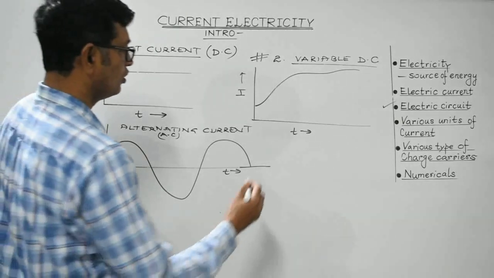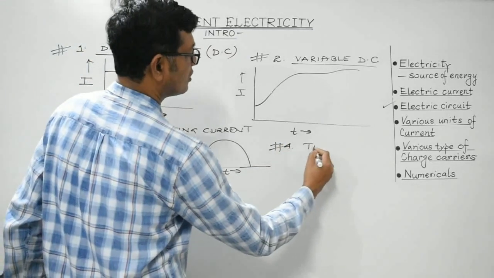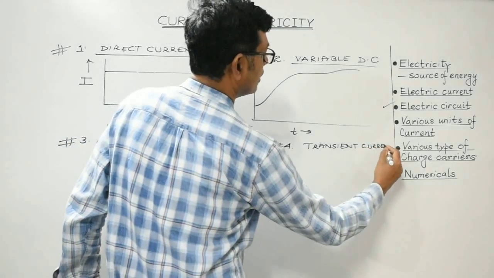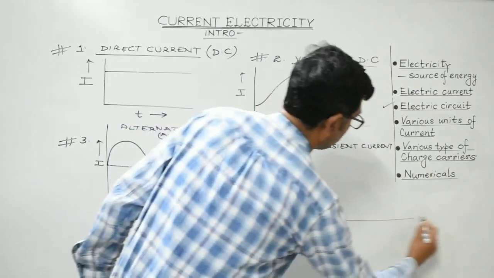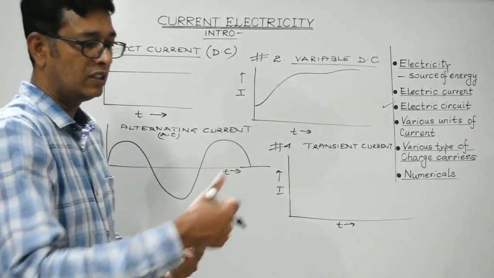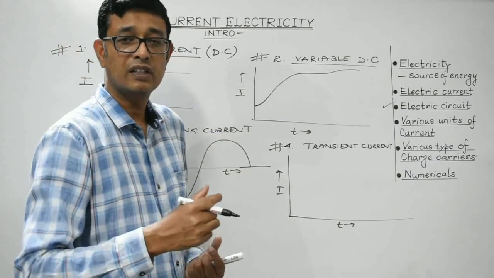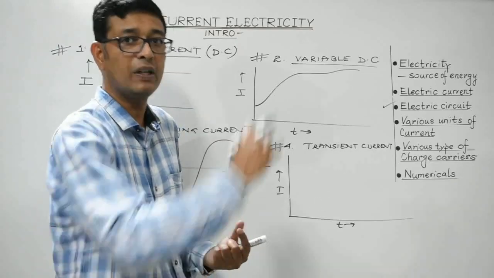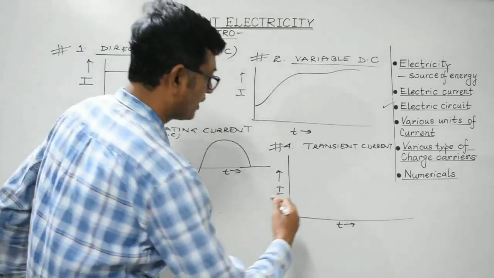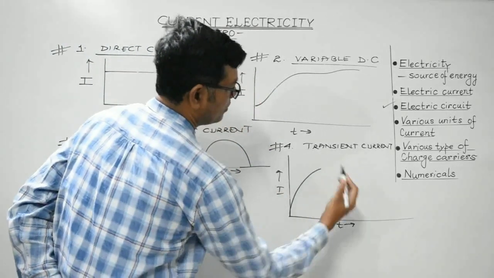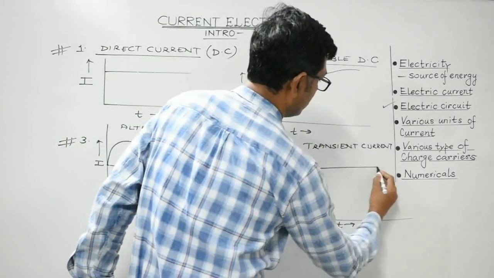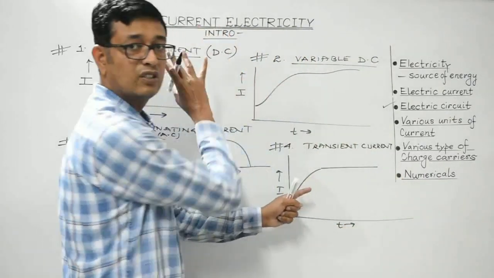There is another current also, the fourth type of current, that is known as transient current. Now look, students, it is also a sort of DC only. It is that current when the circuit is closed, when the circuit is switched on, then the current doesn't abruptly grow to maximum value. It takes some finite time to grow from 0 to maximum value. And then if the switch is kept pressed, after some time it will attain a steady value. From this to this, it is the case of direct current.